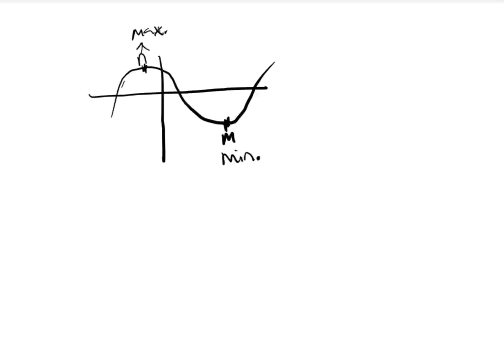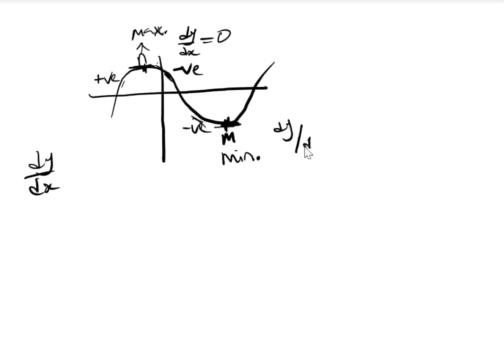At any point in this curve, the gradient, which is dy/dx, changes. At this point, dy/dx is positive. Then at the turning point, dy/dx is equal to 0. Then along this axis, it is a negative value. And at the minimum turning point, the dy/dx, which is the gradient, is 0, and along this axis, it is positive.